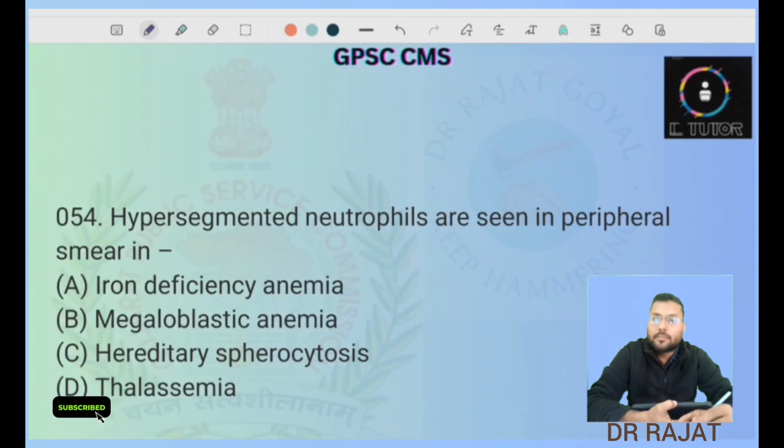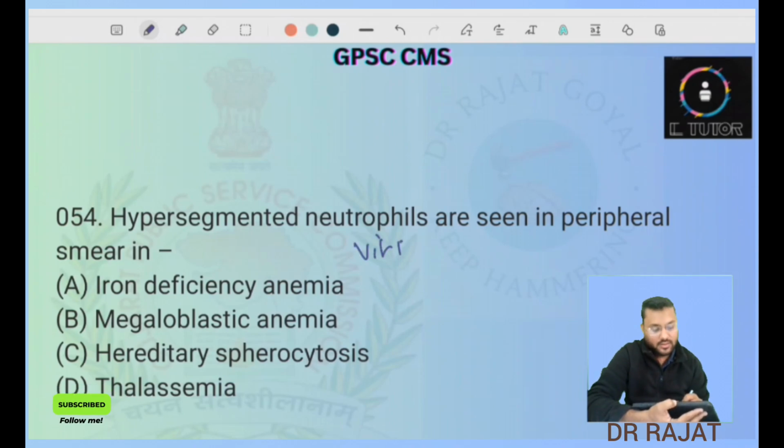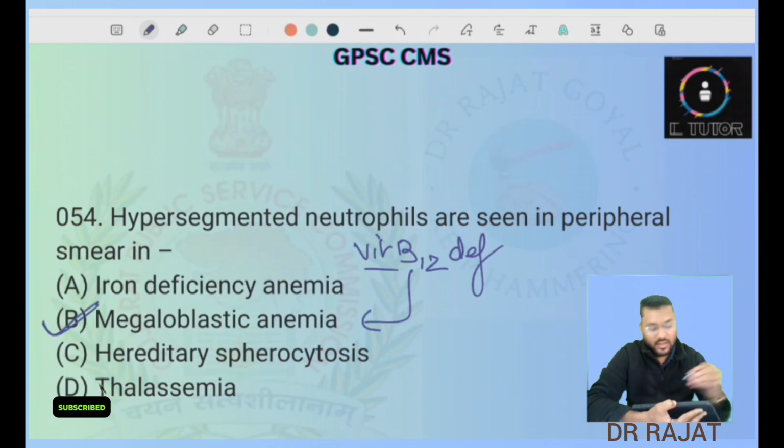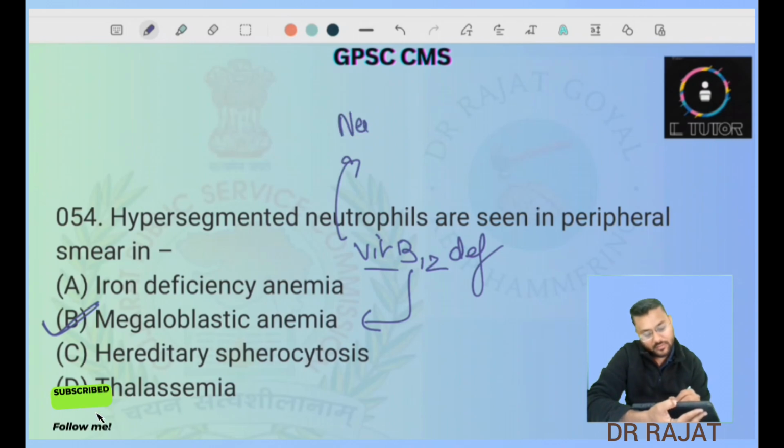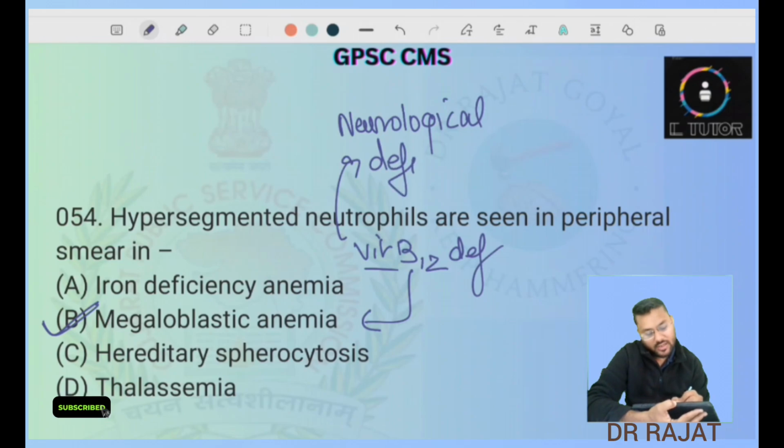Now the next question is, hypersegmented neutrophils are seen in the peripheral smear of? This is a direct question and it is asked many times in NEET PG and FMG also. Hypersegmented neutrophil is seen in the deficiency of vitamin B12, which will lead to megaloblastic anemia, in which hypersegmented neutrophils are seen, and also there is a neurological deficit present.